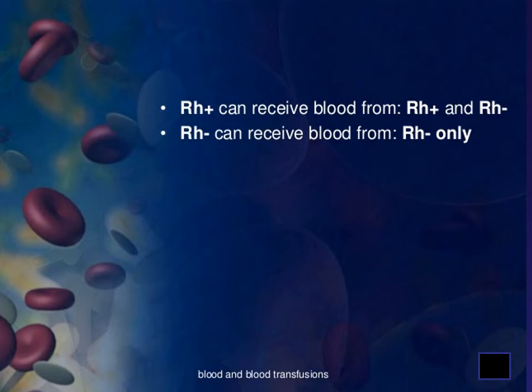Then, depending on whether the patients have the rhesus factor or not in their blood, all ABO system blood groups can be subdivided into rhesus positive and rhesus negative blood. Patients who have the rhesus factor are called rhesus positive, and those that do not have the rhesus factor are called rhesus negative. So patients with rhesus positive blood can receive blood from both rhesus positive and rhesus negative donors. And patients with rhesus negative blood can receive blood only from donors with rhesus negative blood.